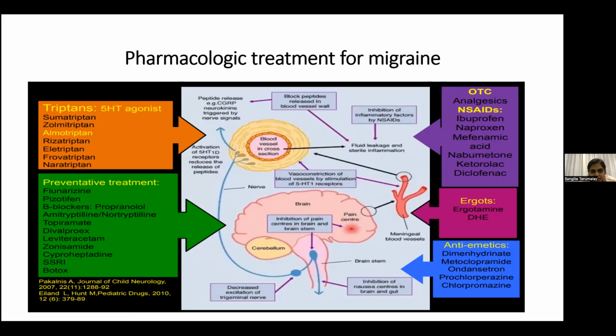So basically what I use is either the triptans. Sumatriptans are safe for children. I use pizotifen. I use flunarizine. Beta blockers, not so much. I use topiramate a lot, and amitriptyline. These are the ones I use.